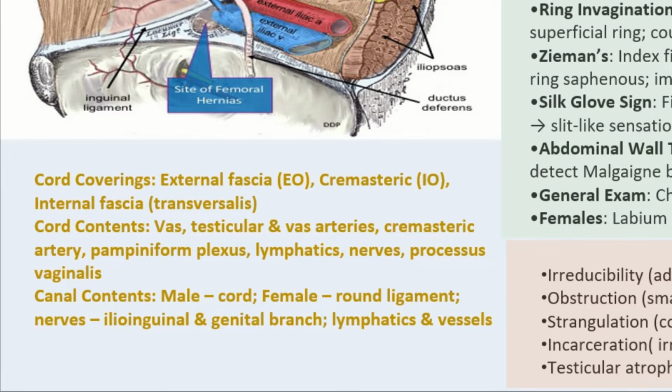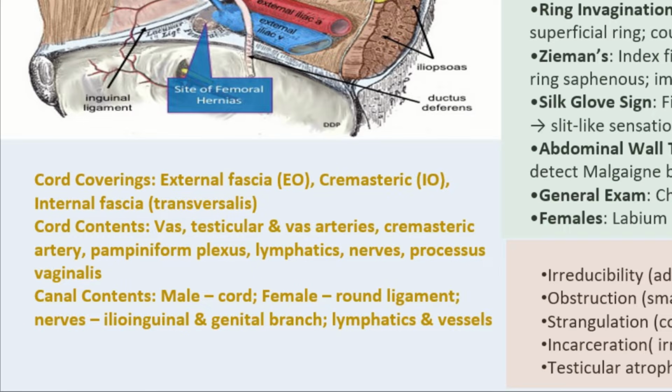three coverings, and these are derived from the abdominal muscles, and the order in which they are. So when you look at the abdominal muscles, the transversalis muscle is going to be the innermost, then it's going to be covered by the internal oblique. The internal oblique is going to be covered by the external oblique. So the same happens to the spermatic cord, except that now they develop new names.